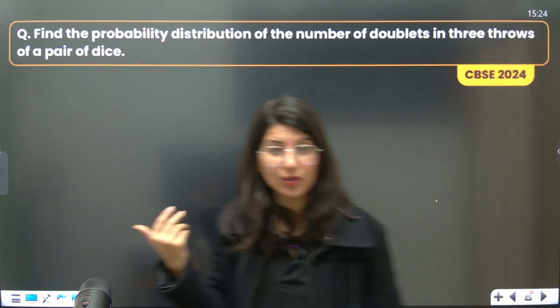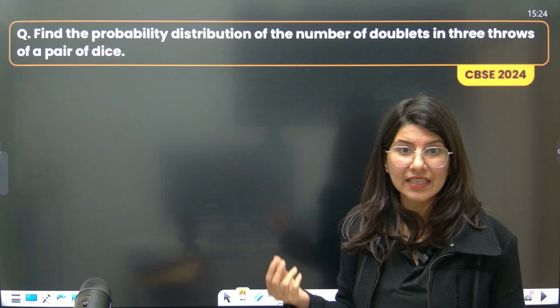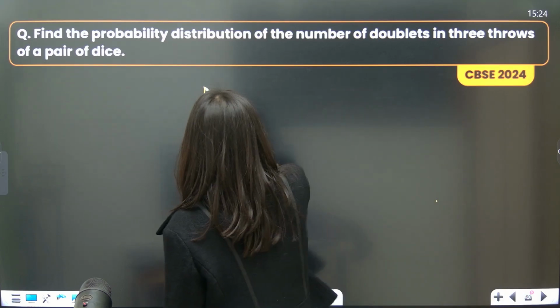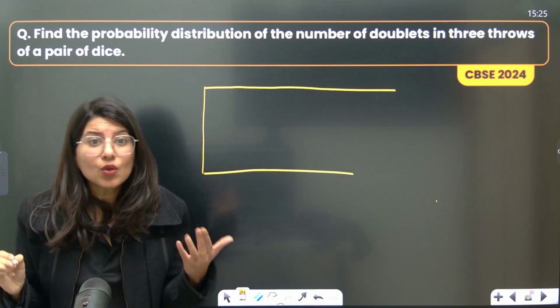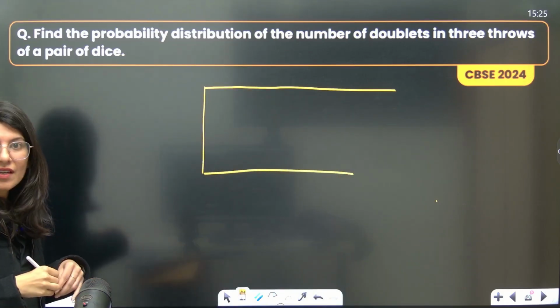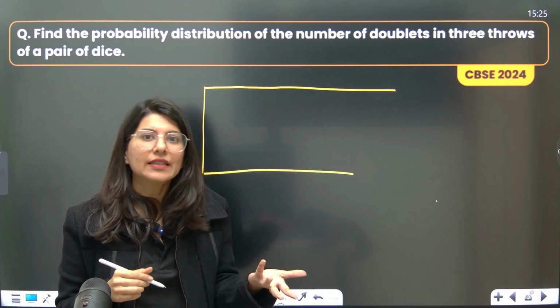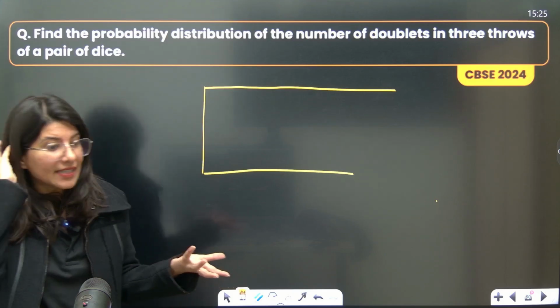CBSE 2024. Can you see? Find the probability distribution of the number of doublets in 3 throws of a pair of dice. So first of all, understand what is happening over here. 3 throws of a pair of dice. So we are throwing a pair of dice how many times? 3 times. So, the number of doublets.